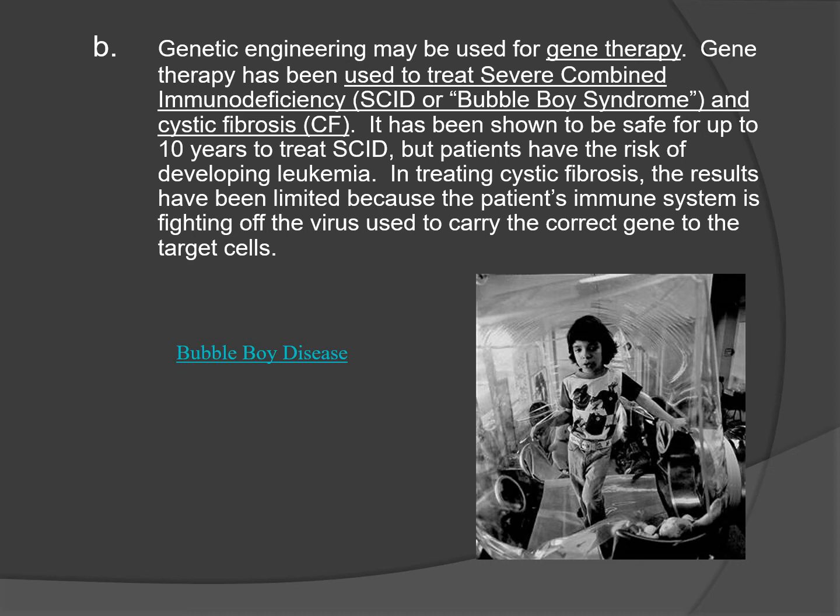It's safe for use for SCID for up to 10 years. However, it does increase the risk of developing leukemia, but it allows these people to live more normal lives. In people with cystic fibrosis, results have been limited because they are finding that the patient's immune system will often fight off the virus that is used to carry the gene to the target cells. Because you can also use viruses to carry these recombinant DNA vectors to cells that need it.